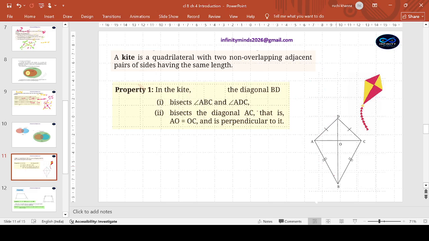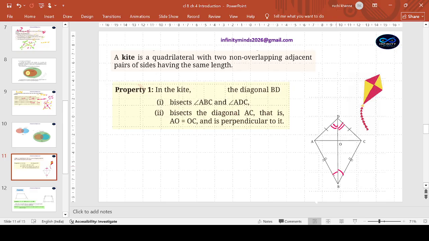That is for sure. Property: the diagonal BD bisects angle ABC. Bisecting means this is equal to this. Whatever is the measure, say if it's 40 degrees, it gets divided into 20 each. And it also bisects angle ADC. We are in no way saying that the measure of angle B is equal to D. No. Can you see how I've made the angle marks?